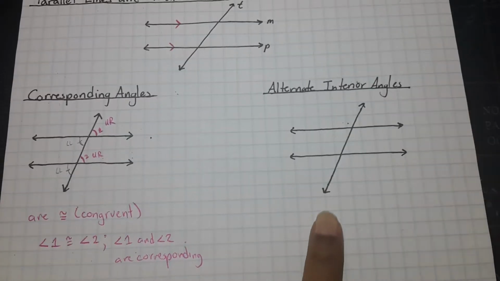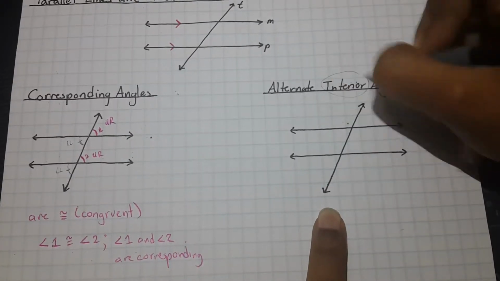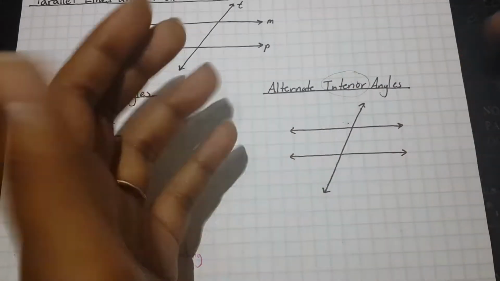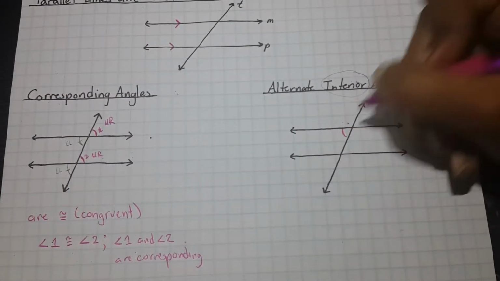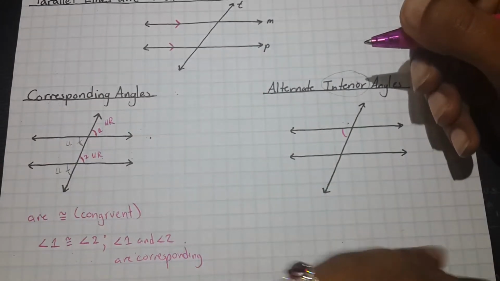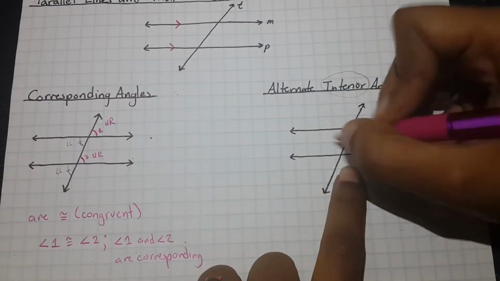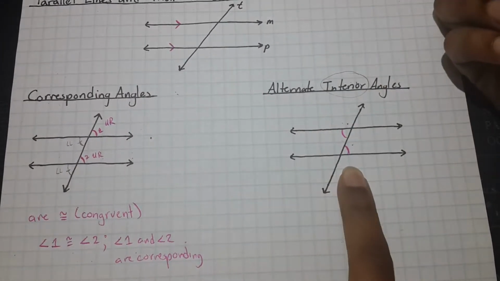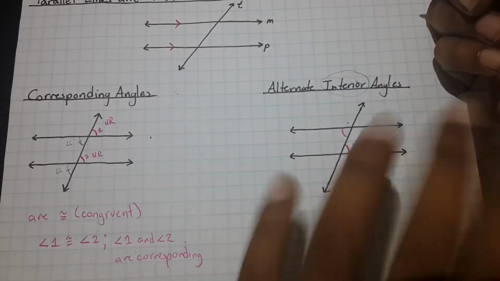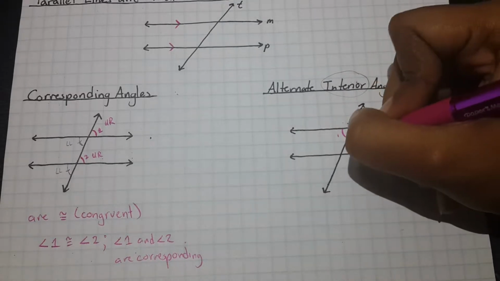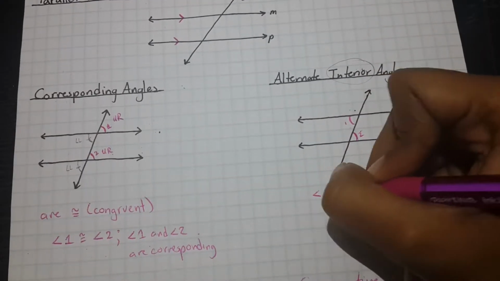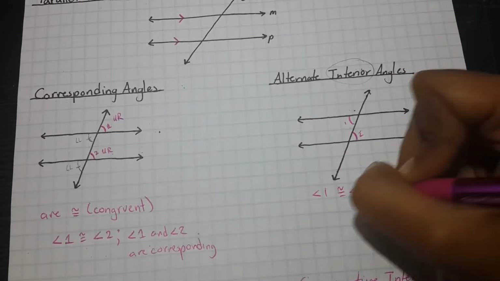We have alternate interior angles. Now, keyword interior, it needs to be in between the two parallel lines. So, for example, if I put an angle here, its congruent angle is going to be on the opposite side of the transversal down here. Okay, so they are alternating along the transversal. And of course they are congruent, so if I label this angle 1 and angle 2, I can again say angle 1 is congruent to angle 2.